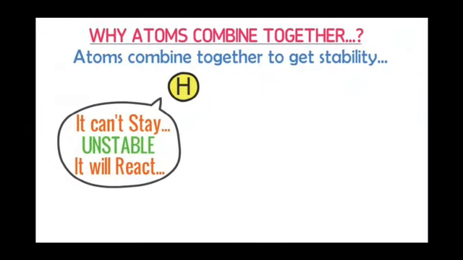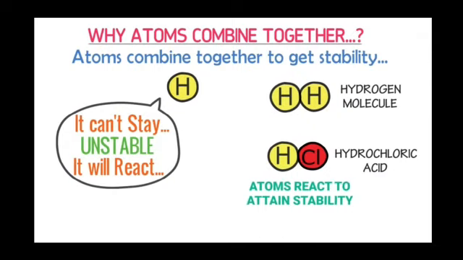Now, consider a single hydrogen atom. It is unstable. To attain stability, it will react with other atoms. For example, it may react with another hydrogen atom to form a hydrogen molecule. Or it may react with a chlorine atom to form HCl, that is, a molecule of hydrochloric acid. So, atoms react with one another to attain stability.